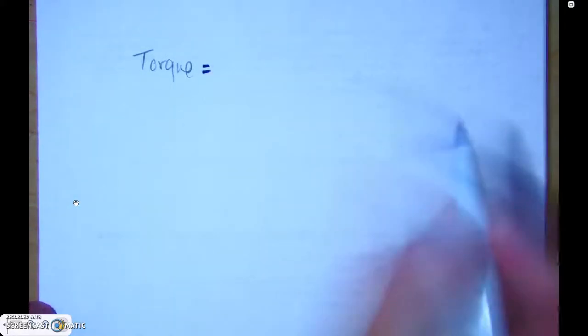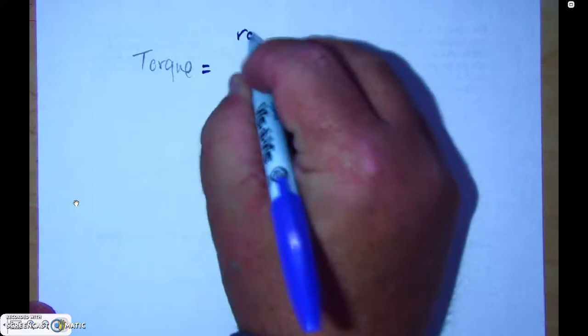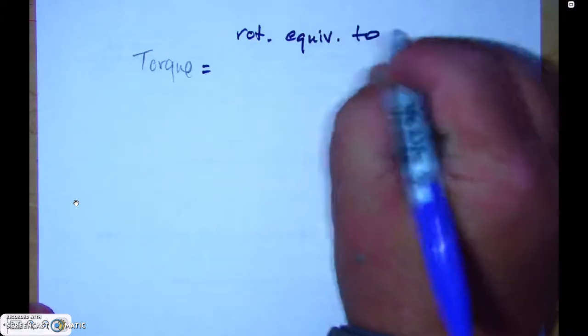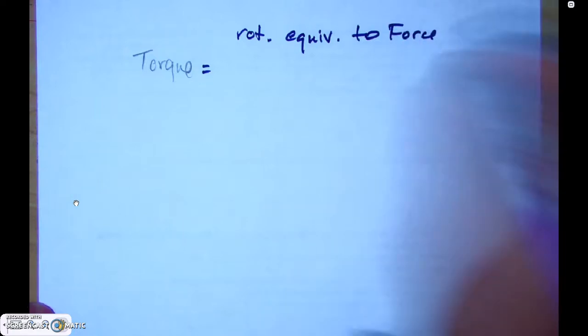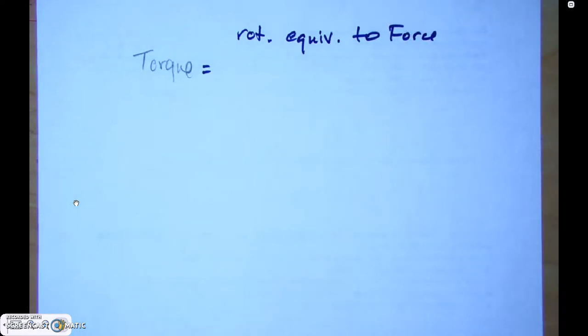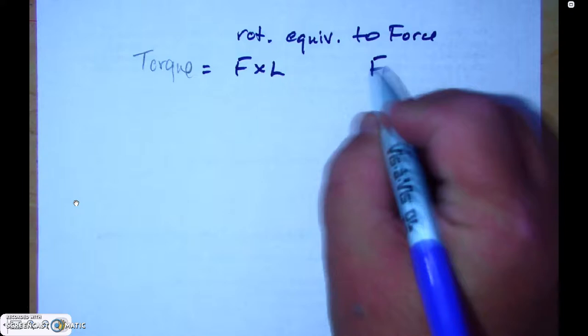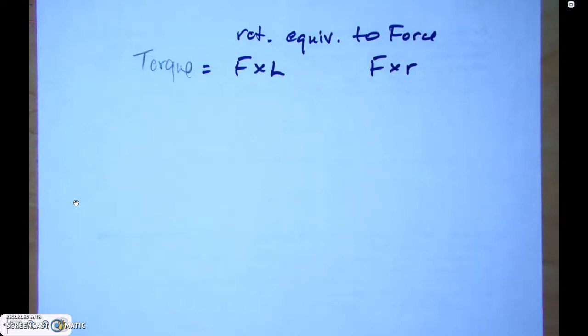Okay, let's talk torque. Torque is the rotational equivalent to force. So in other words, we're talking about torque when we're causing objects to spin. And torque by definition is force times lever arm. You also see that written as F times R.